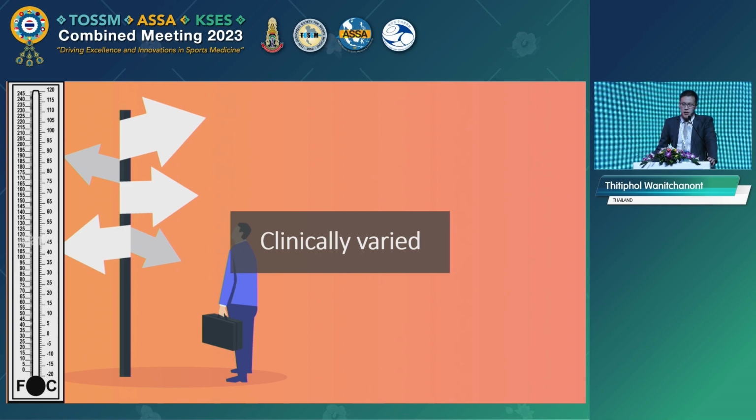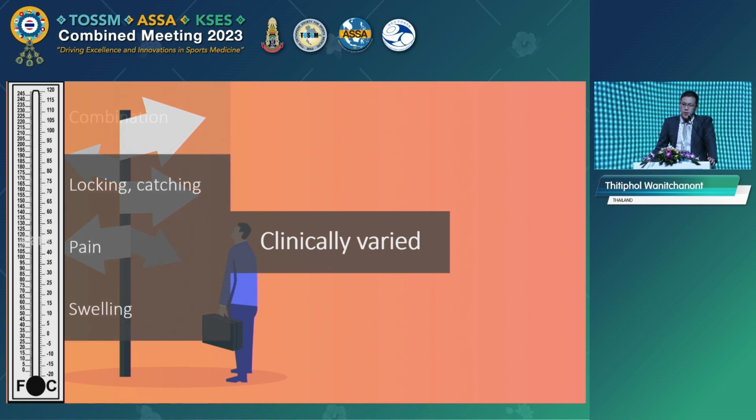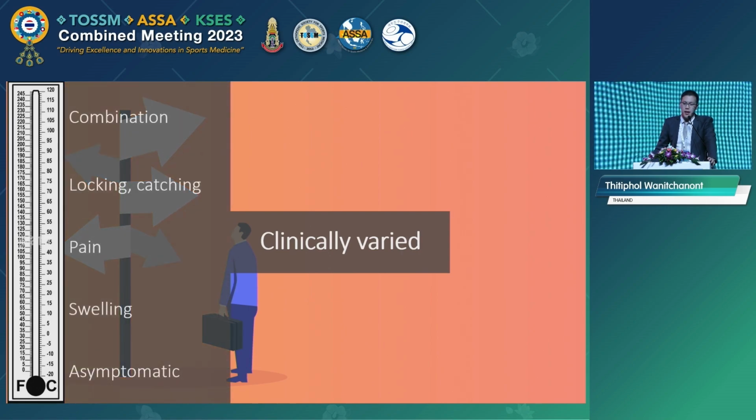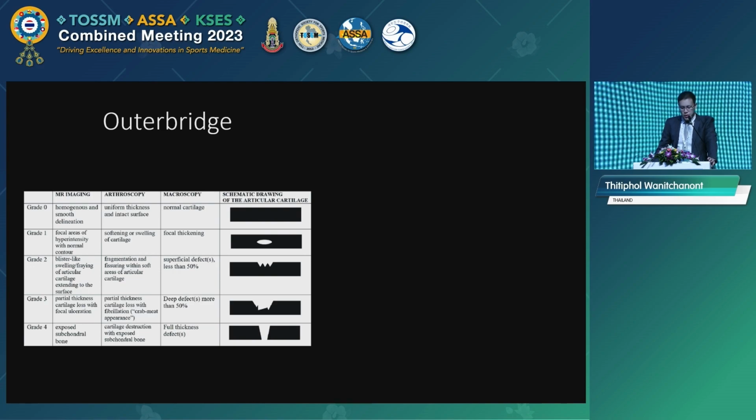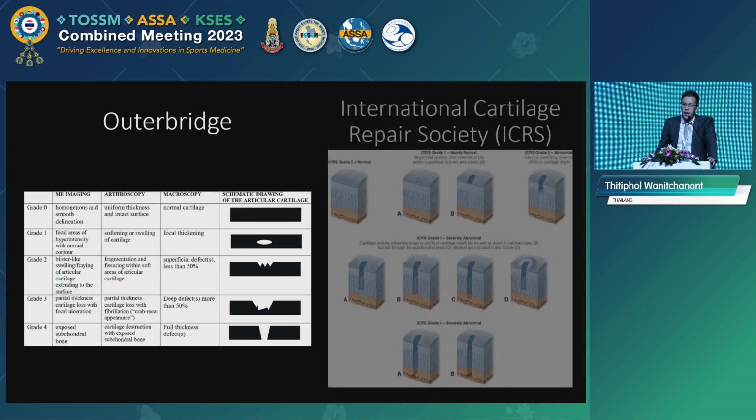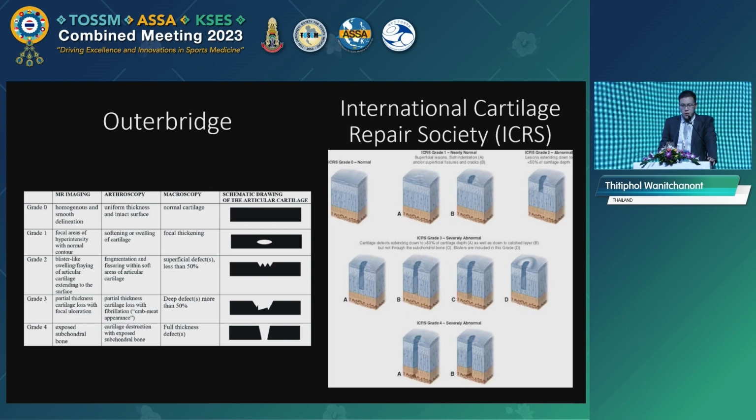So cartilage injury presentation is varied. It can present with swelling, pain, locking, catching, or a combination, or even be asymptomatic, which is the majority. So the physician has a role to diagnose, confirm with investigation, and decide whether the clinical findings correlate with the radiographic findings. For classification, we normally use the Outerbridge, and some use ICRS, which is quite similar.